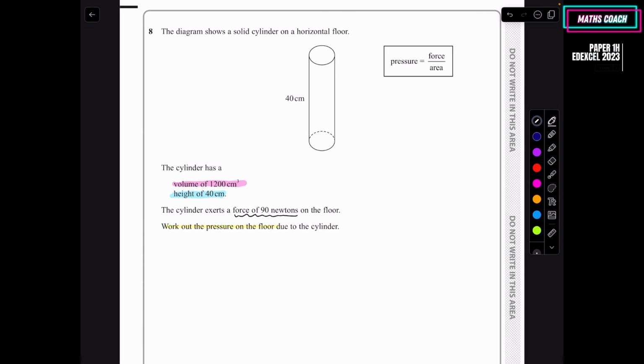So how do we find the area of that circle? Well, we know that to find the area of a circle, we do pi r squared. But we don't have any of that information, like the radius. But we are given the volume of the cylinder. So let's start with that. Number one, let's start off with the volume of a cylinder. What is the volume of a cylinder? We know it's the area of the cross section, okay, that's our circle, times by the length, and that's our height, which is 40 centimeters.